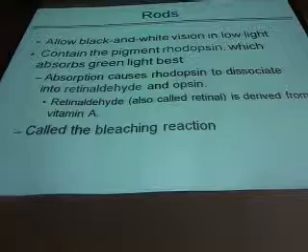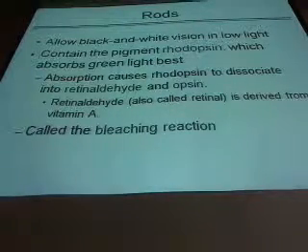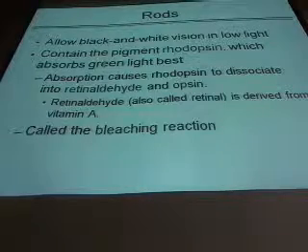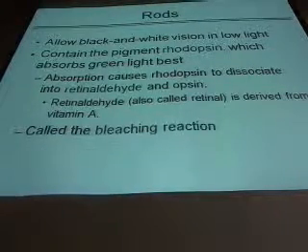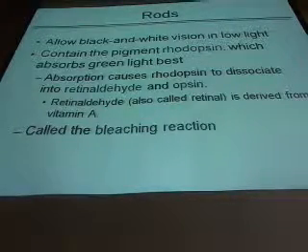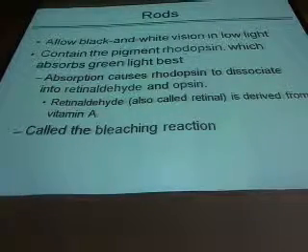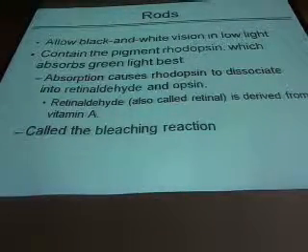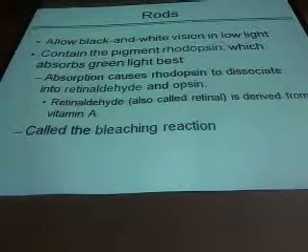Absorption causes the rhodopsin to dissociate into retinaldehyde and opsin. The retinaldehyde from vitamin A is called the bleaching reaction, because once it dissociates, it's got to be put back together so it can work again. So when you're staring with the eye, and we'll see this in the lab, you'll have some bleaching action, especially in rods and more so with the cones also.